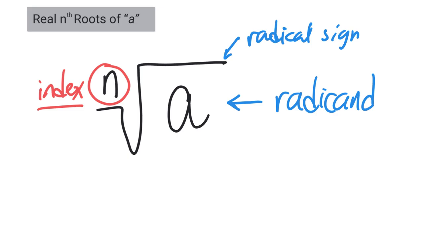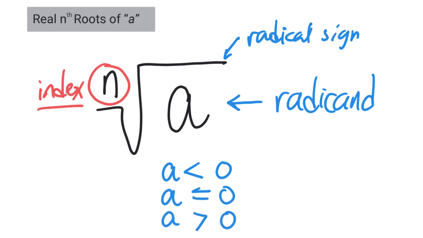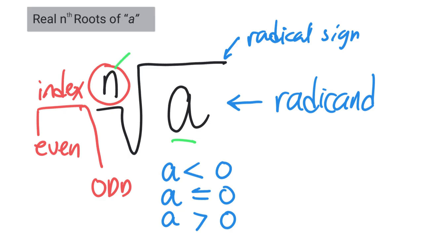Remember this one: the value of a can be less than 0, it can be equal to 0, or it can be greater than 0. For the index, I would like you to understand this very well. The index can only be either even or odd. So the number of real roots is going to be determined by these two factors, the radicand and the index.